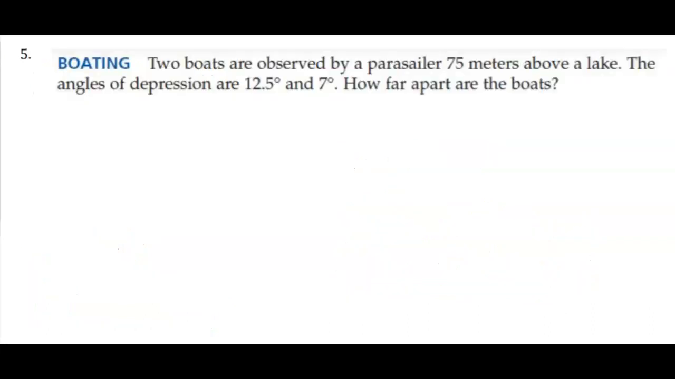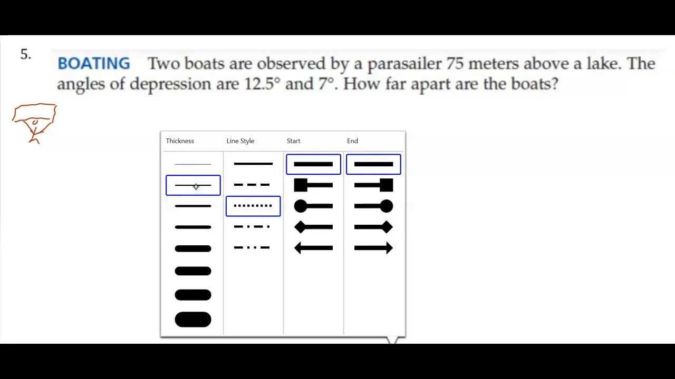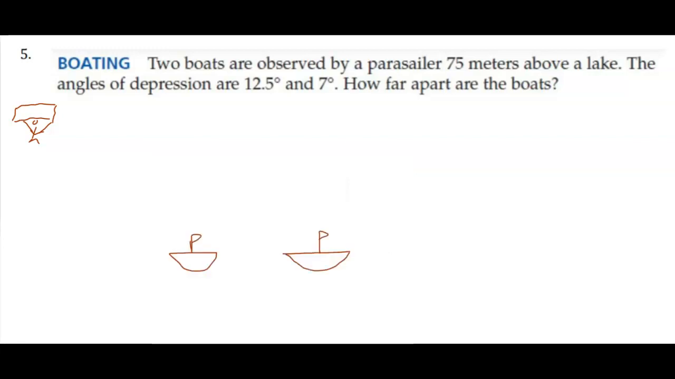And then the last one we're going to do together is this boating problem here. So we have 2 boats that are observed by a parasailer. So if we have a parasailer up here, so here's the parasailer. Okay, so then there are some boats down here. So draw your boats. And then what you're going to do is just go through and read the problem and see where you're going to draw your lines.